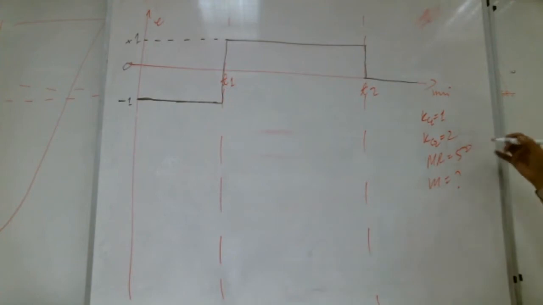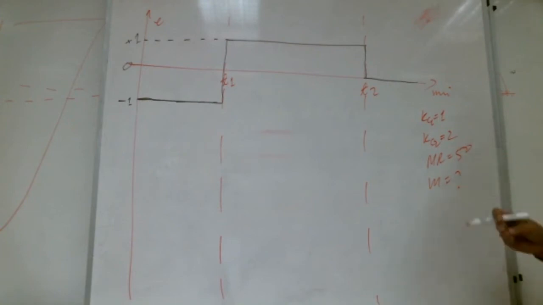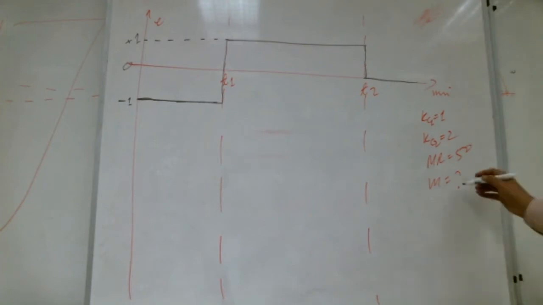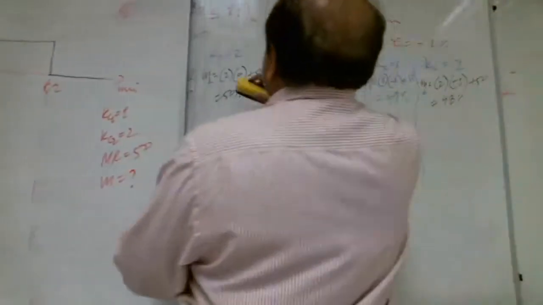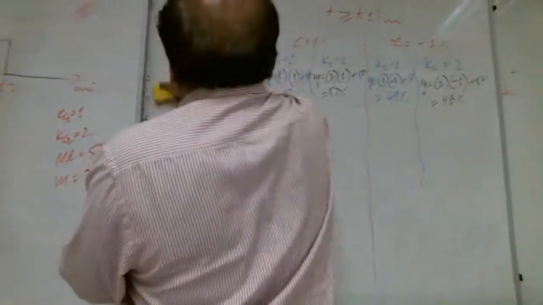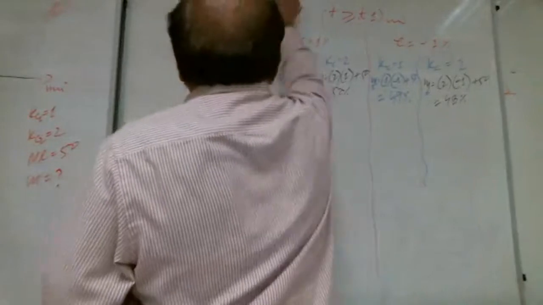2 gains are given, 1 and 2. Maybe 2 MR are given, but right now just 1 MR is there. But it is possible that 1 gain is given and 2 MR are given. Why not? Output is what we need to find. So this error has 3 parts.